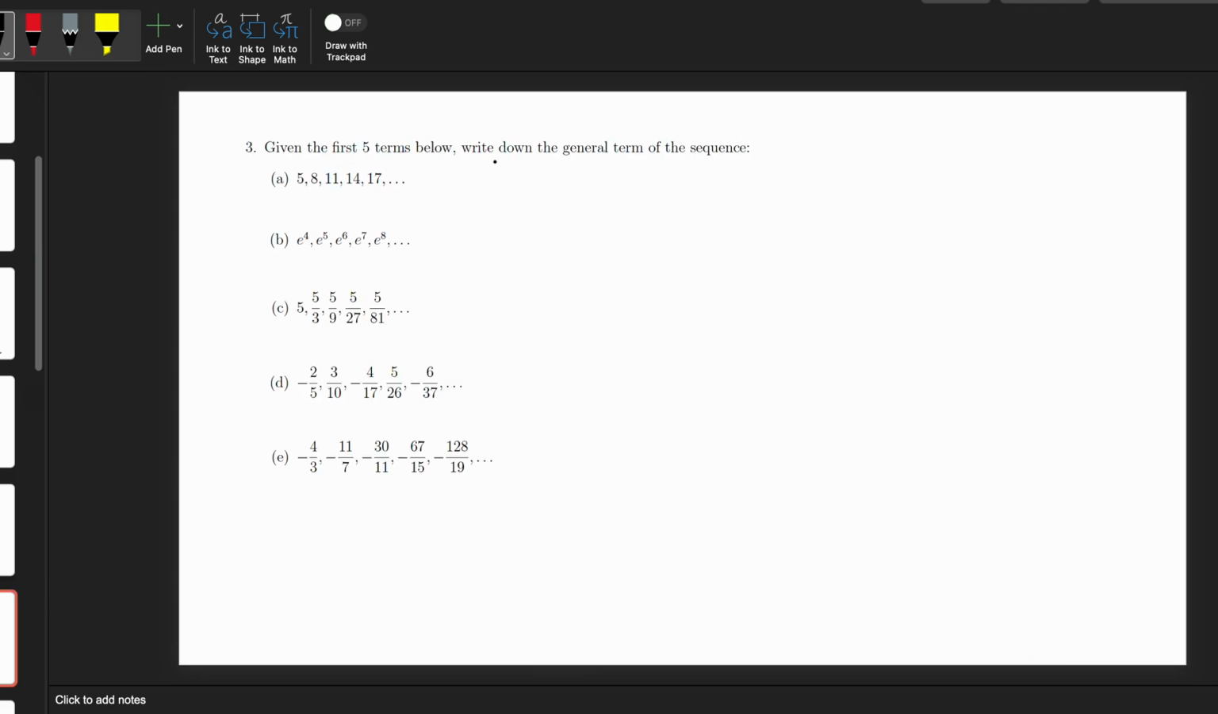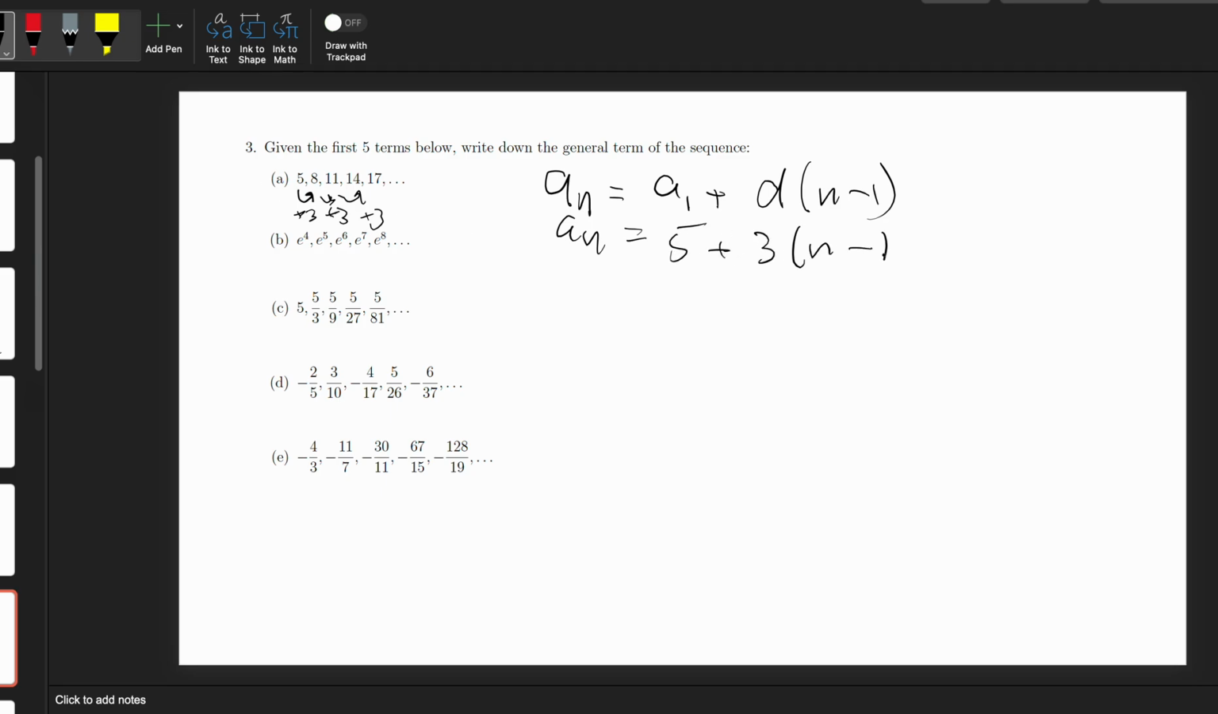Given the first 5 terms below, write down the general term of the sequence. Okay, well, let's see. What's the pattern? Well, I'm adding 3, both here and here and here. So in general, I'm going to be adding 3. So this is an arithmetic sequence. And I know that an arithmetic sequence is of the form a sub n is a sub 1 plus d times n minus 1. My a sub n then is a sub 1, which is 5, plus, what's the common difference? 3 times n minus 1.